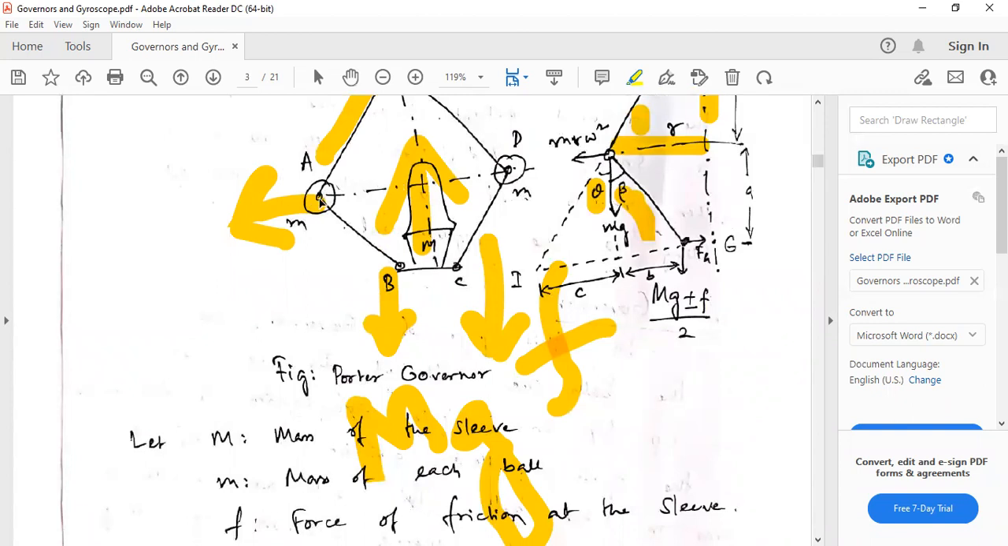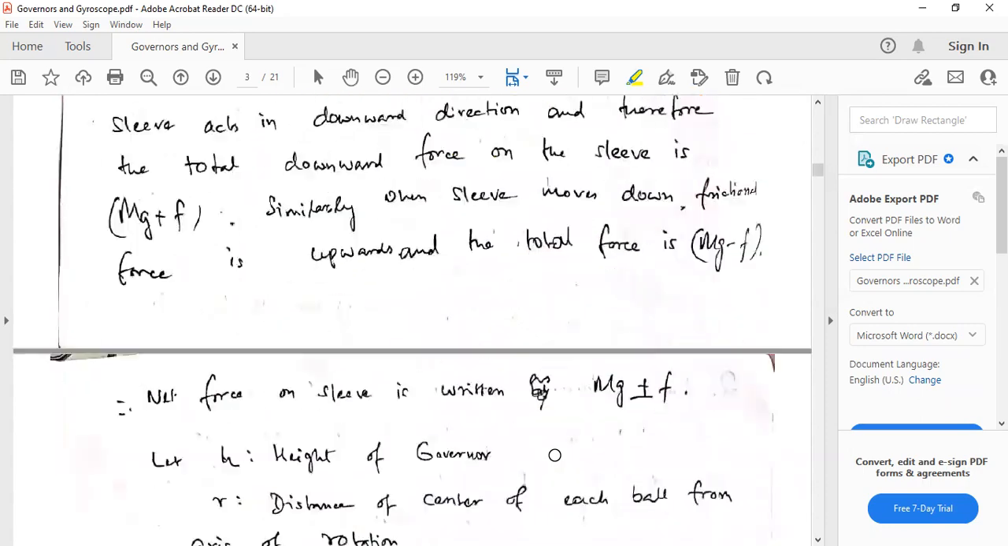When will this happen? When this is at maximum speed. When speed is maximum, the balls are farthest, so this part is moving up. So when this is moving up, or when the speed is maximum, then we will have to take this as plus Mg plus f. And when the speed is minimum, the balls are coming closer to each other, then this sleeve is moving down. So when the sleeve is moving down, the frictional force is upwards. That means Mg and f are opposite. So in that case, Mg minus f we will take.